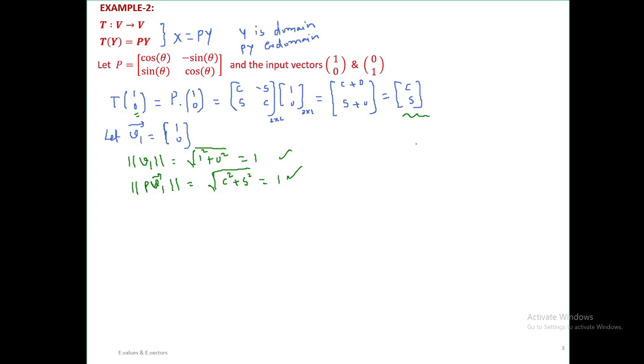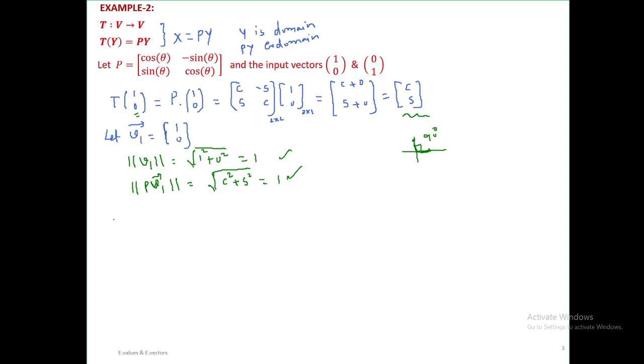So (1, 0) will be here and (0, 1) will be here. This is the first vector and this is the second vector. What is the angle? 90 degrees, right? Similarly, take the first vector (cos theta, sin theta), find the second vector, and find the angle between them. The angle between them is also 90 degrees only. So such kind of transformation is said to be an orthogonal transformation.